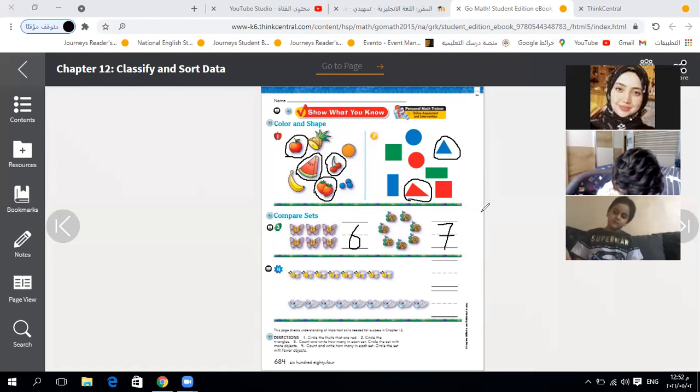Seven. So we have to circle the objects, the set with more objects, which is seven, okay? So circle the number seven. Bravo. So we have two sets in here. Okay, one of them has more objects, which is seven. So circle it.